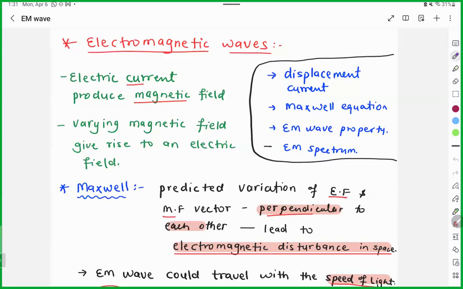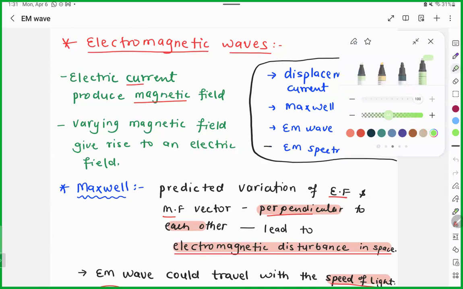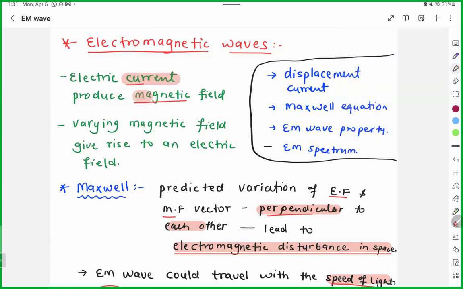Electromagnetic wave. In this chapter of electromagnetic wave, we know how current can produce a magnetic field, from the magnetic field chapter. And a change in magnetic field will produce an electric field. Correct? A change in magnetic field will produce an electric field or current.